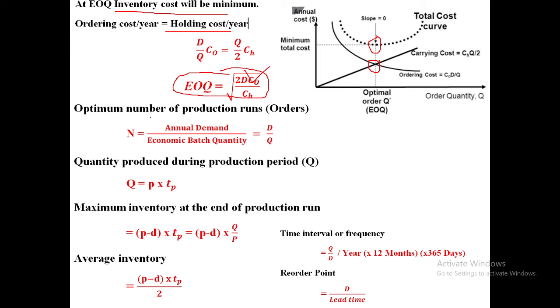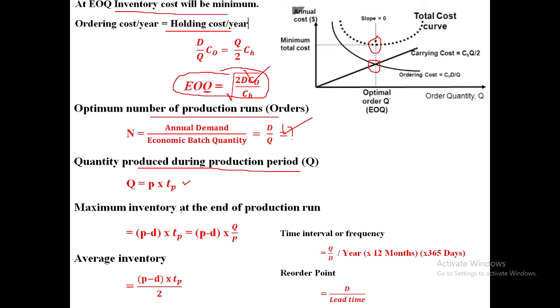The optimum number of production runs N equals annual demand divided by economic batch quantity Q, that is D by Q, where D is demand and Q is the quantity. Maintain the D by Q value. Next, the quantity produced during the production period: Q equals P into TP, production per day into TP.